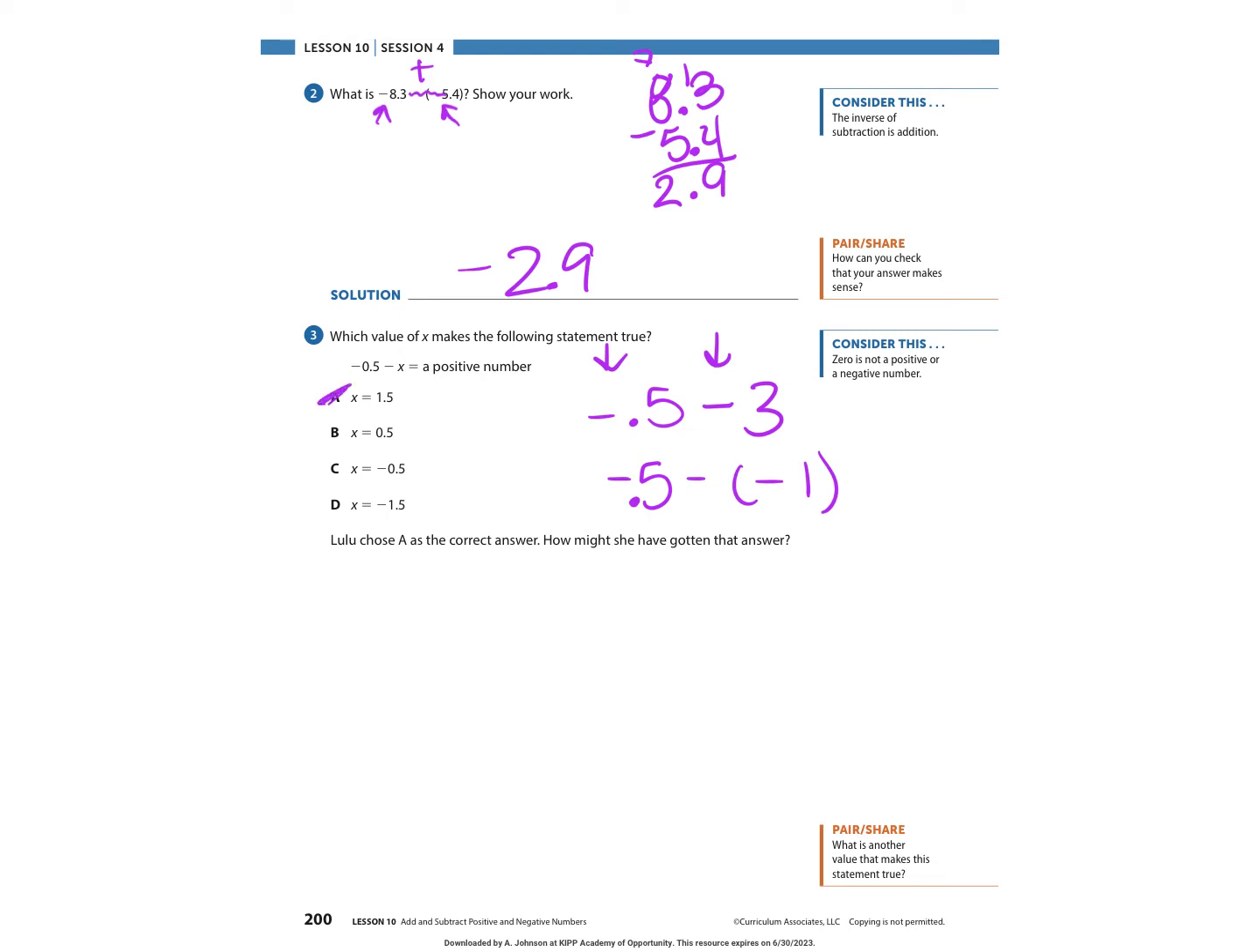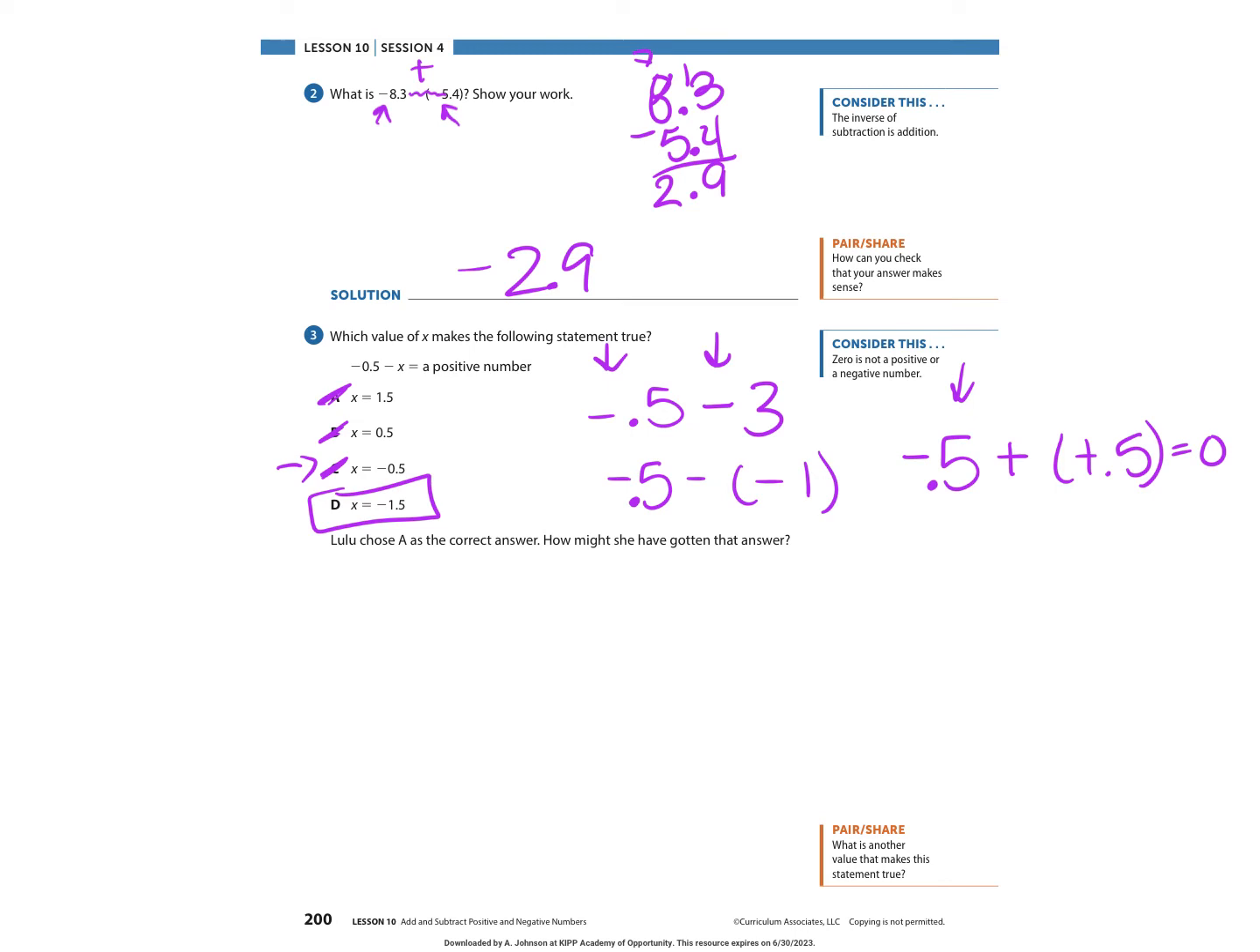So it's not going to be A because that's positive. It's not going to be B because that's positive. Will C work? Is C going to give me a positive number? If I had negative 5.5 minus negative 0.5, that's going to give me 0. That's not a positive number. That's 0. So that doesn't work either. I need a number with a larger absolute value. So this one is the only one that works, choice D.